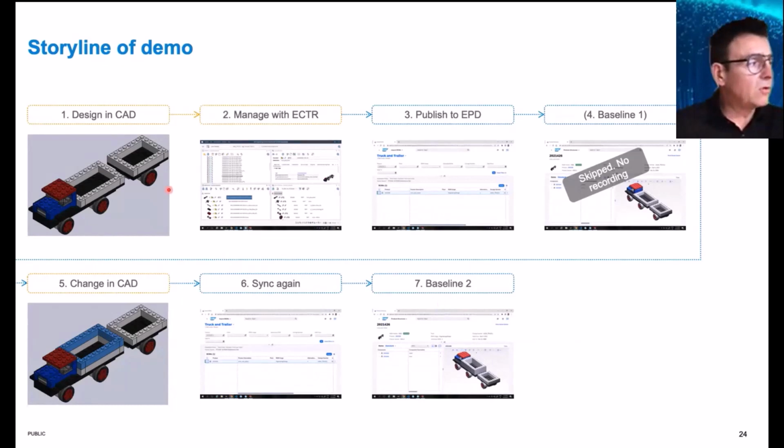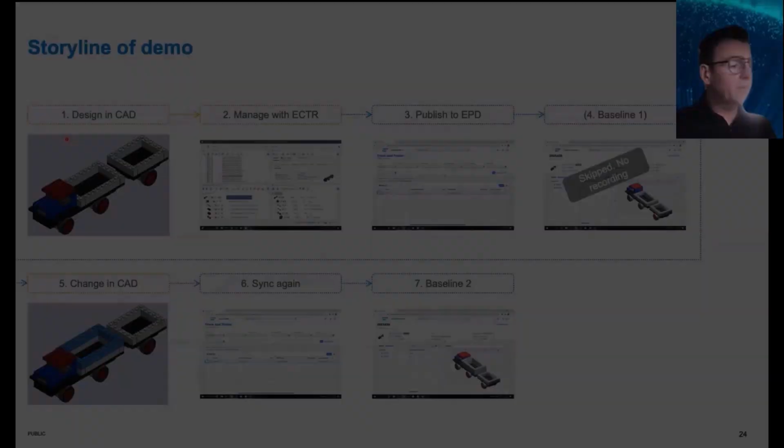So the whole topic starts in the CAD system where you design your 3D model. Then we manage that with Engineering Control Center. Then we can publish that information to EPD, create a baseline on top of it, go back, do a change again, synchronize it back, and create maybe a second baseline. So that's the rough demo flow I want to share with you today.